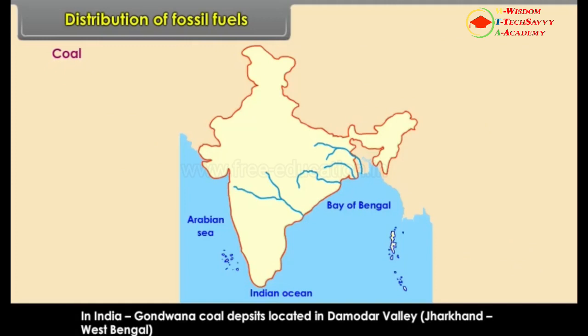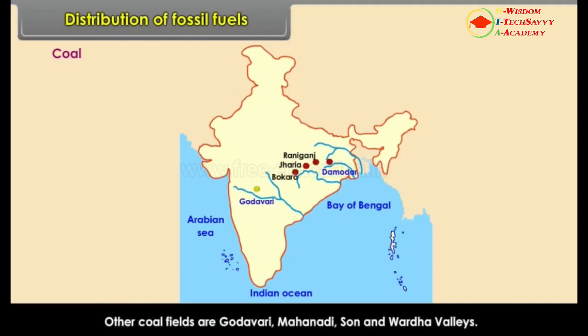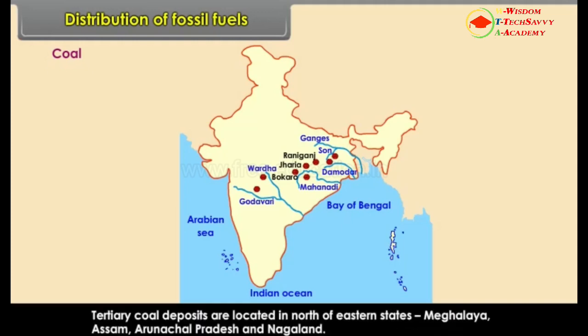In India, Gondwana coal deposits located in Damodar Valley, Jharkhand and West Bengal. Important coal fields are Jharia, Raniganj, Bokaro. Other coal fields are Godavari, Mahanadi, Son and Wardha valleys. Tertiary coal deposits are located in northeastern states: Meghalaya, Assam, Arunachal Pradesh and Nagaland.